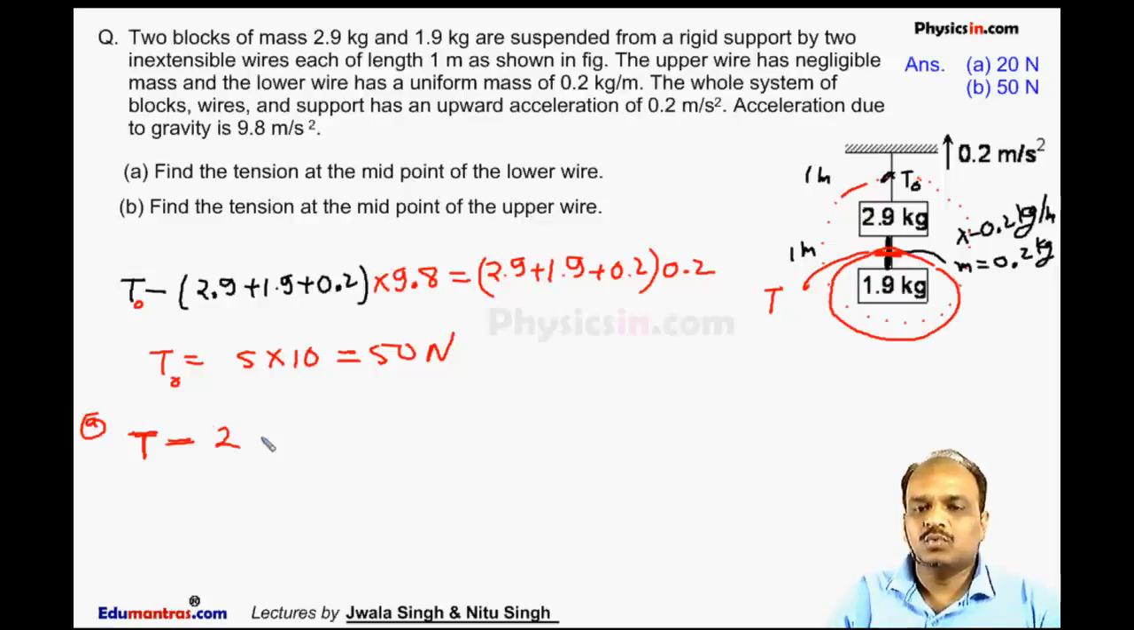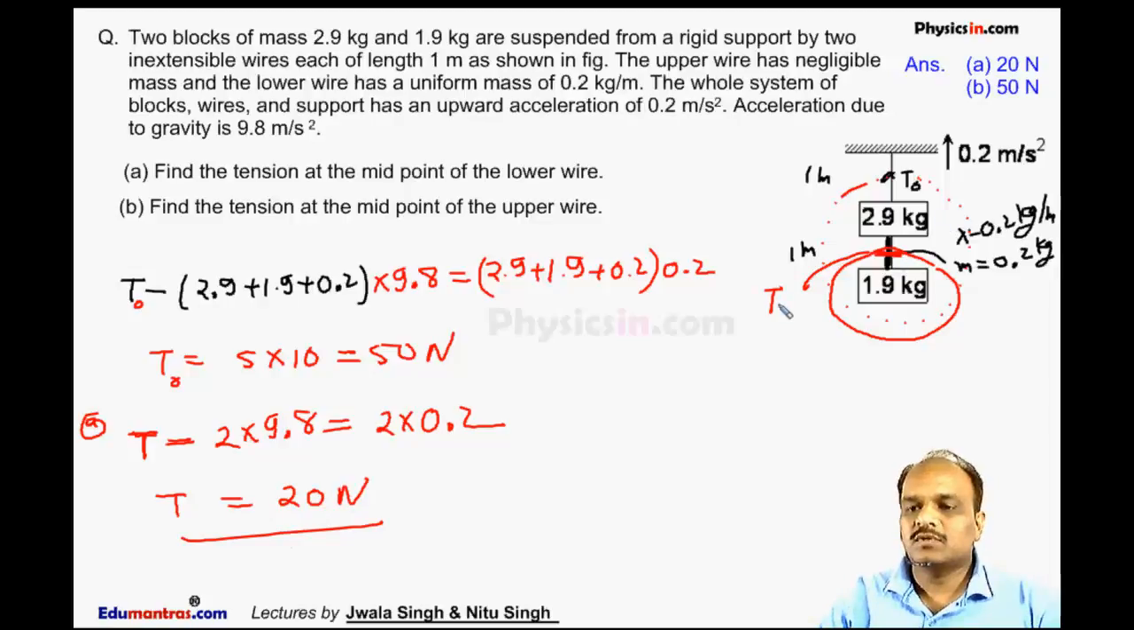mg means 2, it is 1.9 plus 0.1, because we are considering only half of the length of this rope. So it is 2 into g, that is 9.8, equal to mass, that is 2, into acceleration, that is 0.2. So we get tension equal to 20 Newton. So at the midpoint the tension here is 20 Newton.